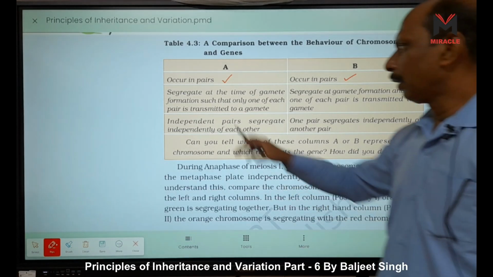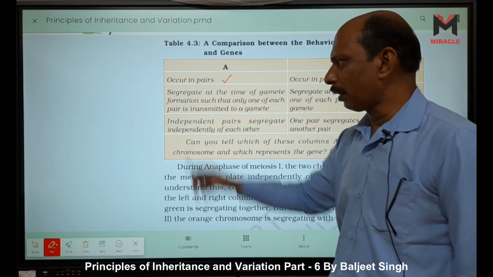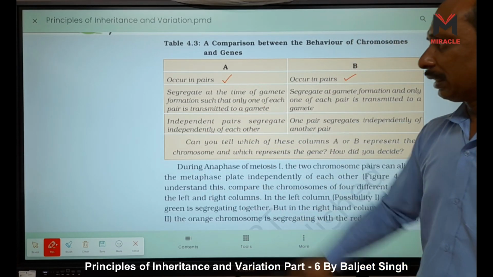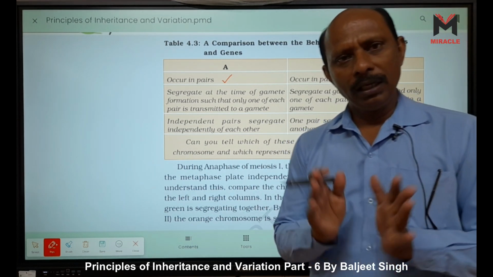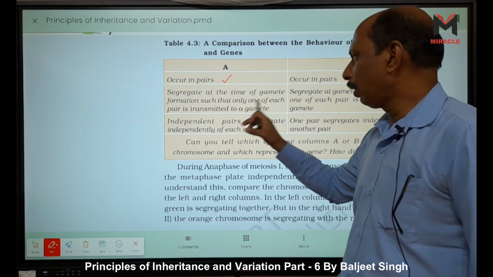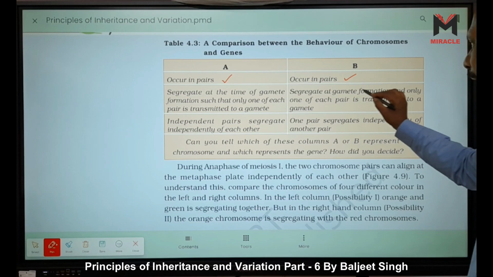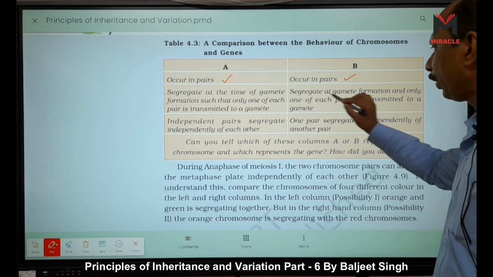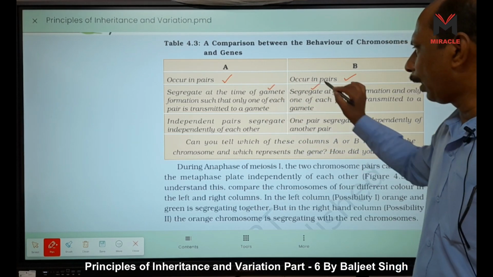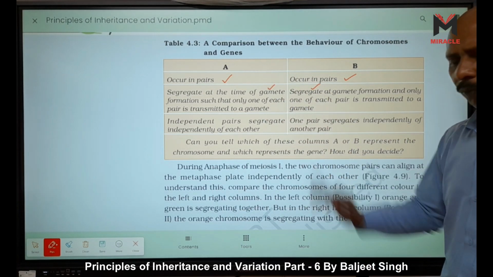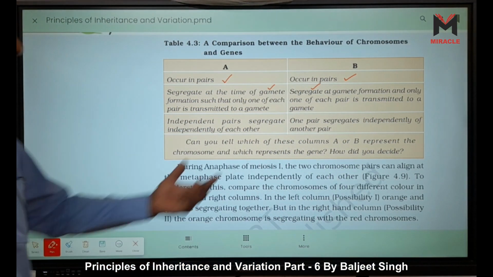Second, segregate at the time of gamete formation such that only one of each pair is transmitted to a gamete. They segregate at the time of gamete formation in meiosis, right? Such that only one of each pair is transmitted to a gamete. Both are the same, so for this second statement we cannot understand which one is chromosome or which one is gene, because both statements are the same.